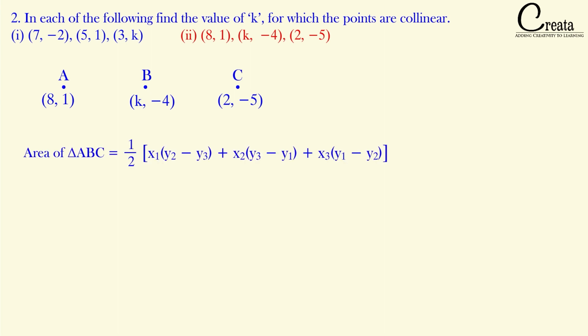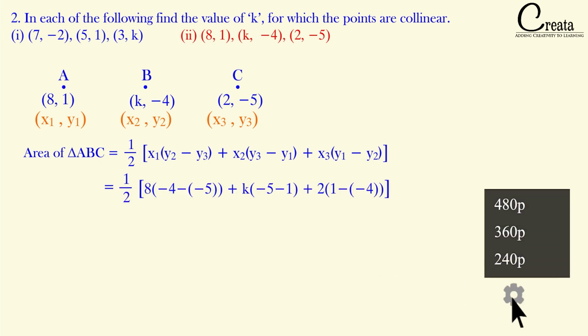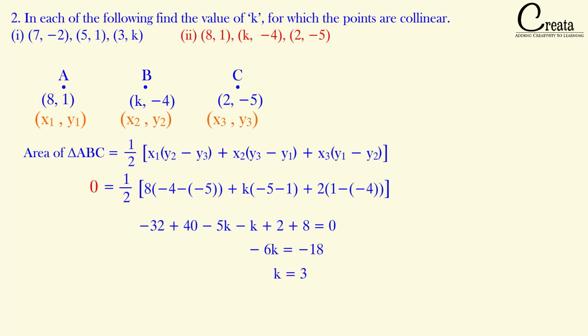The first point is x1, y1, second is x2, y2 and third is x3, y3. Let's put it in the formula. Let's solve it and equate it with 0. We got the value of k as 3. That is the answer of the question. Got the approach? This is very important. When the 3 points are collinear, no triangle will be formed.